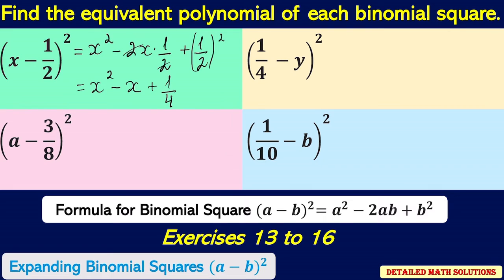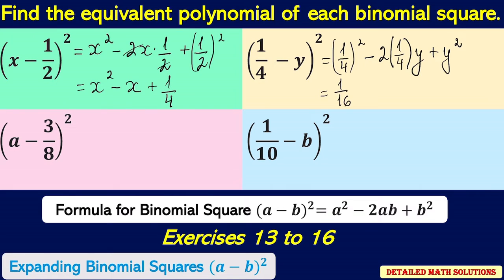Next, (1/4 minus y) squared. When I apply the formula, this equals (1/4) squared minus 2 times 1/4 multiplied by y plus y squared. And when I calculate the exponent, I get 1/16 minus 2 and 4 can be reduced to 1/2 y plus y squared.